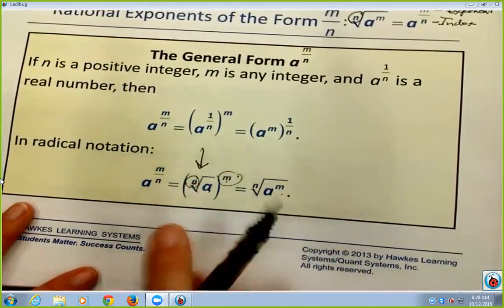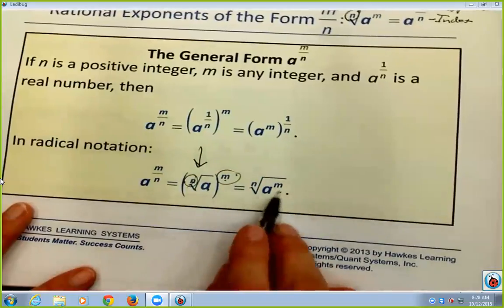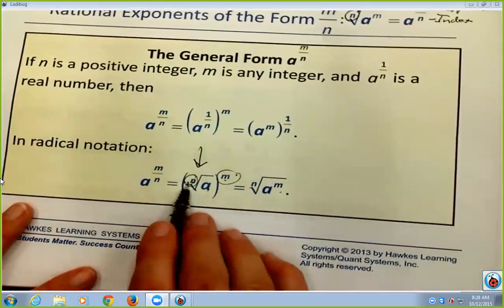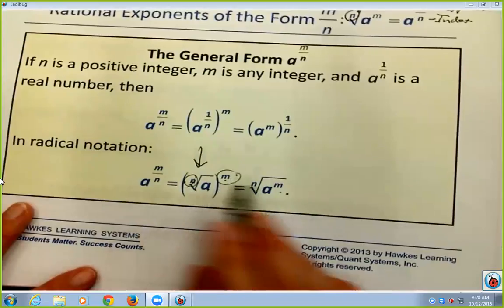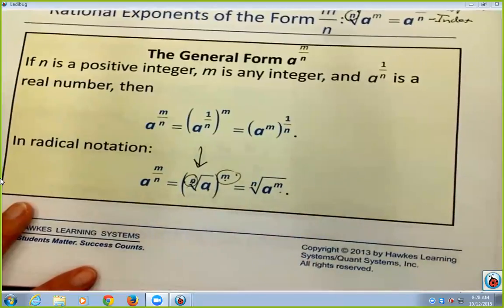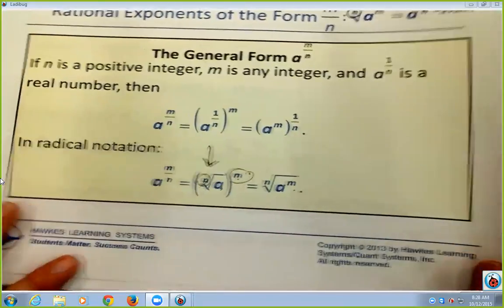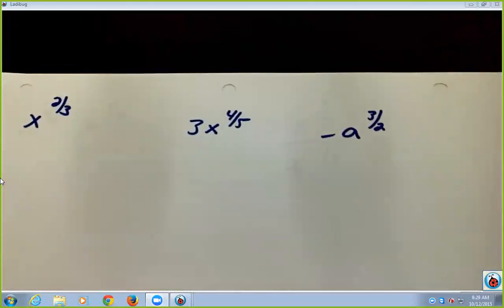Usually, this one is easier to work with than this one, because this one your numbers get huge. This one you might be able to find whatever root it is of a and then just raise it to a power. But if you raise it to a power first, then get your root, you get pretty big numbers out of that one. So let's see if we can reverse some of these and put them back into radical form and see what we can come up with.